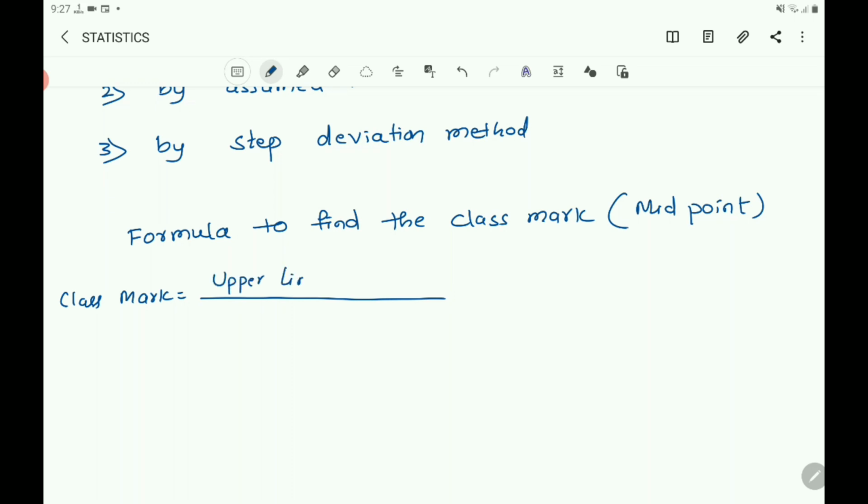Upper limit plus lower limit divided by 2. So let us solve more examples by using the direct method.